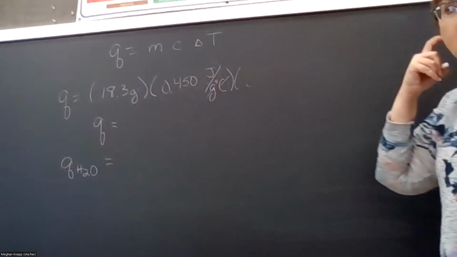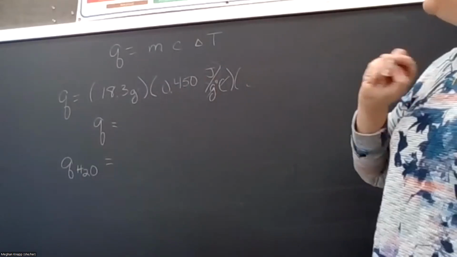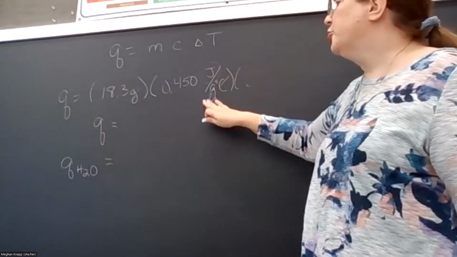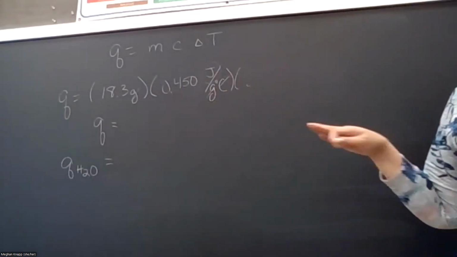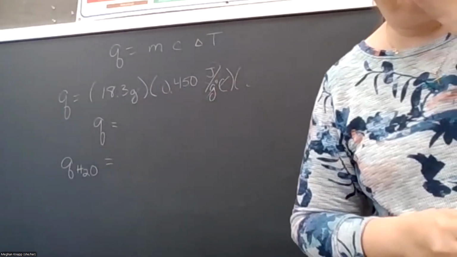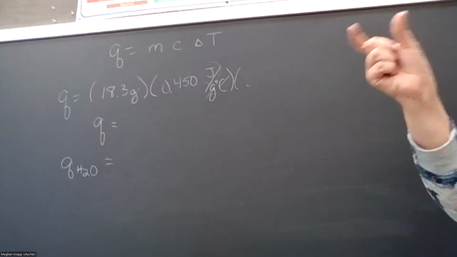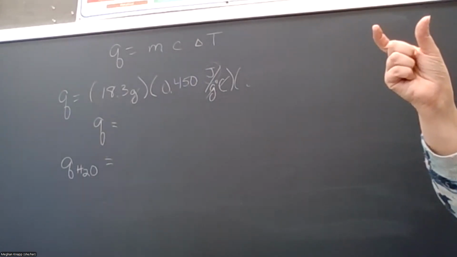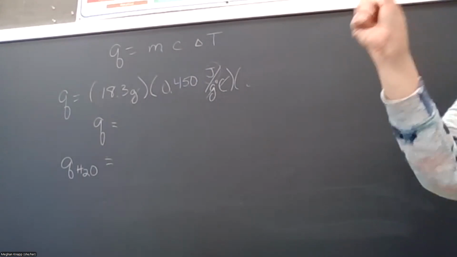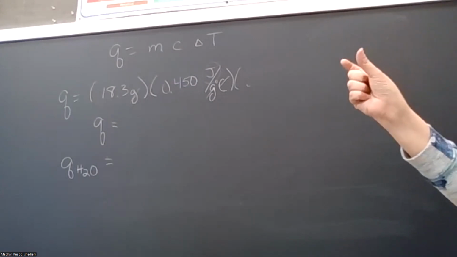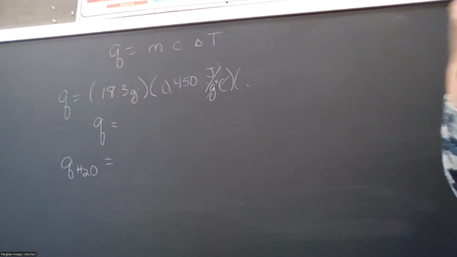Heat capacity on your table is in joules per gram Kelvin, and I've written it in joules per gram degrees Celsius. I prefer to write it in Celsius, but we're looking at a change in temperature. If something changes by 3 degrees Celsius, it is also changing by 3 Kelvin. That amount is the same, right? So when we're changing from Celsius to Kelvin, we don't multiply it by anything.